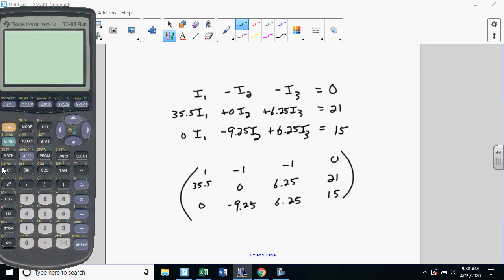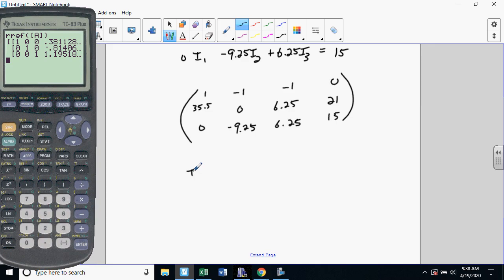So I am now ready to ref it. So second matrix, go over to math and down to ref. And I want to ref matrix A. Close the parentheses. It's going to go ahead and put those ones down the diagonal, and I get I1 is 0.38. I2 is negative 0.81. And I3 is 1.195 amps.